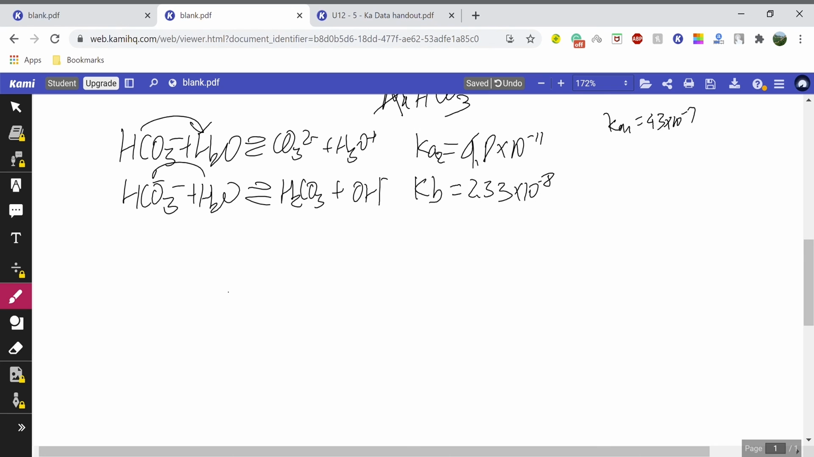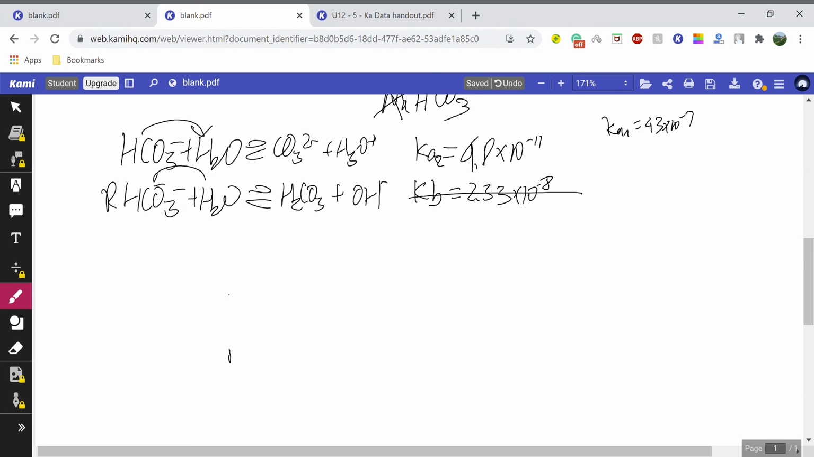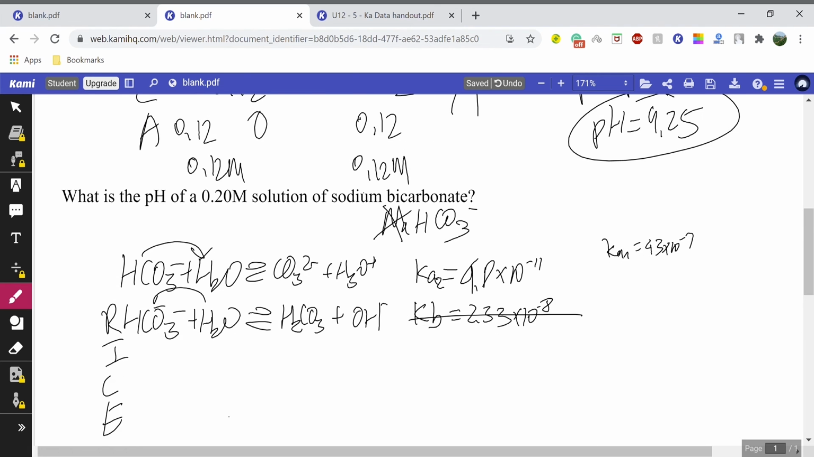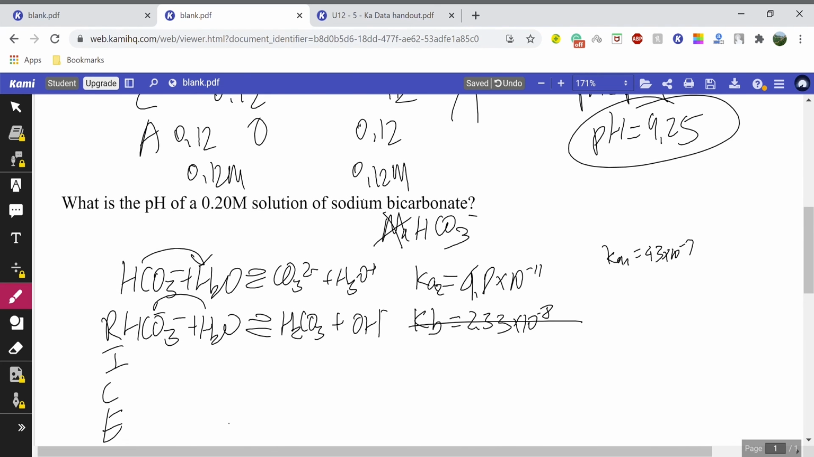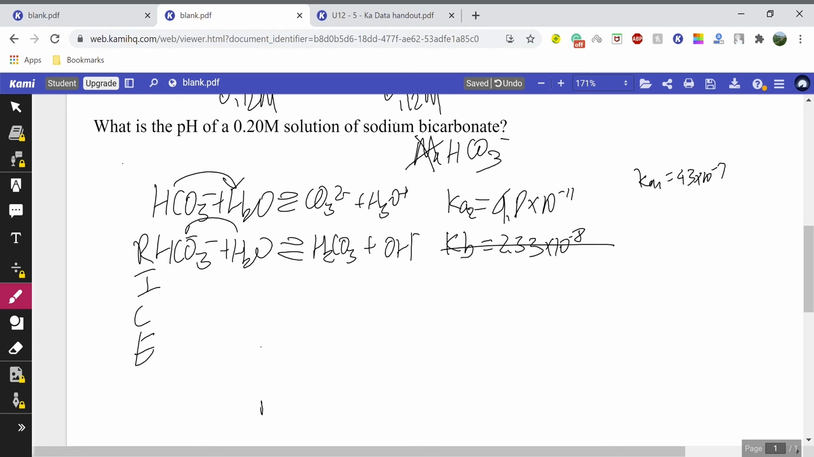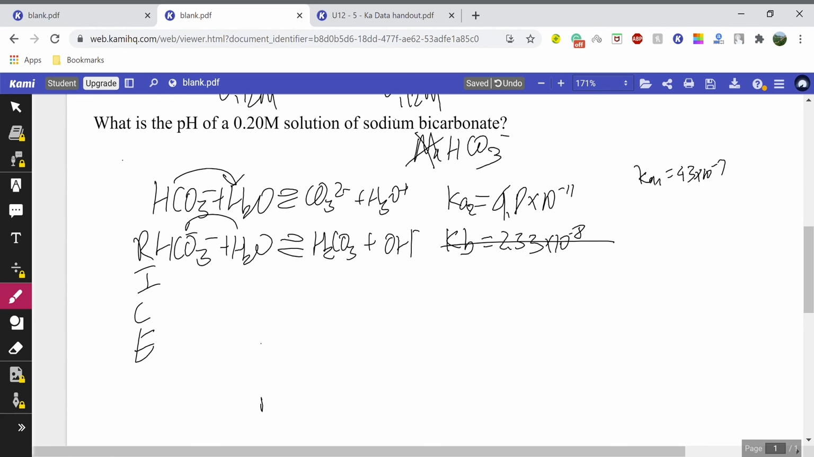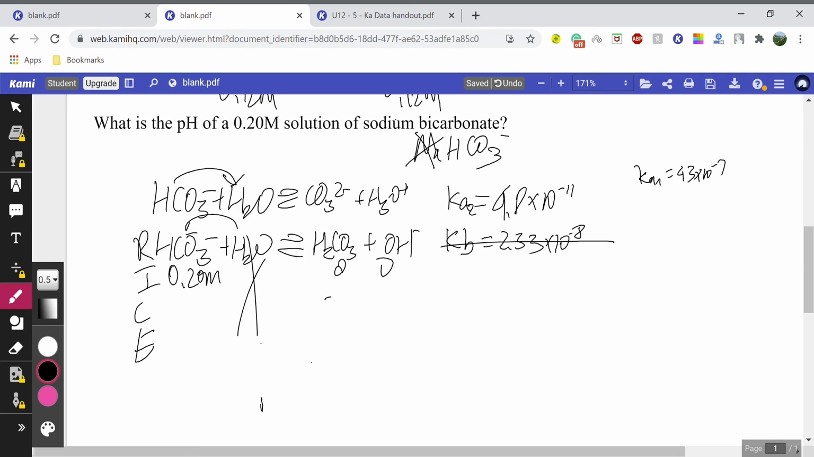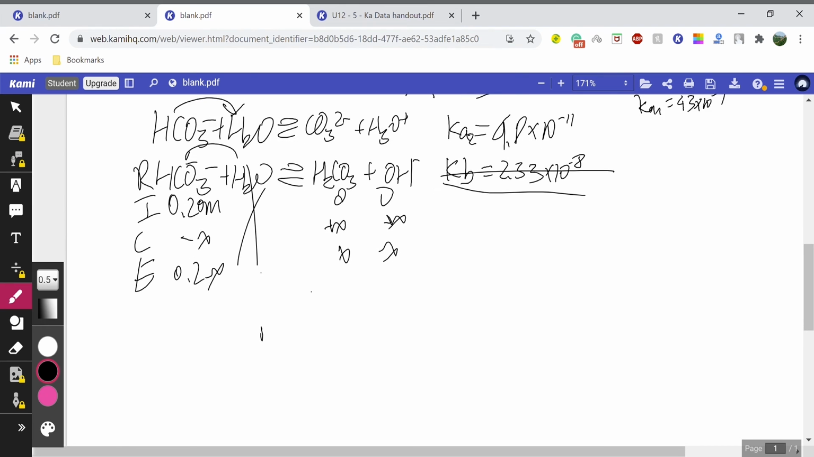And now I have this equation. I'm going to leave it here, and let's start with the RICE chart. Because we're not adding any new substance into it, we can just add this HCO3 minus to water and find the concentration of our OH minus to find our pH. So we're given 0.20 molar. Cross this out, everything else is 0 plus x, it'll be x, it'll be minus x, it'll be 0.2 minus x. Now we already found the Kb, so let's just use that.